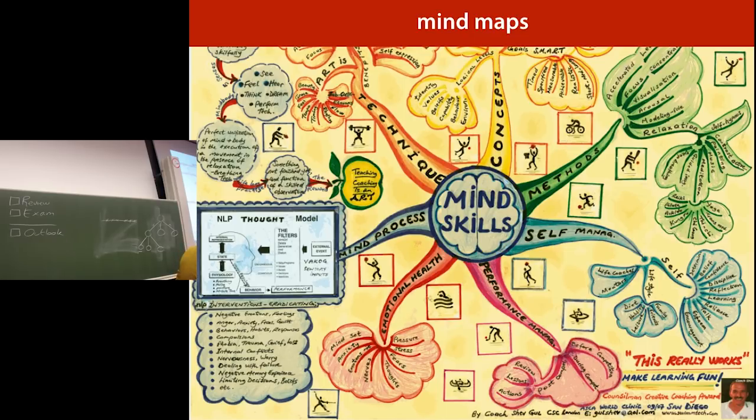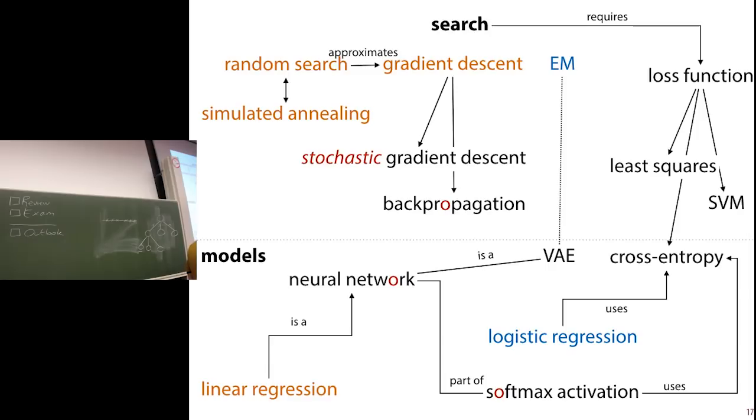Lots of search methods. We talked about random search, which is an approximation to gradient descent. Simulated annealing is a form of random search with a slight twist. We have stochastic gradient descent, which does gradient descent, but on small batches of data. We have backpropagation, which is a way to compute your gradient so that you can do gradient descent. We have expectation maximization, which is a search algorithm for probabilistic models with hidden variables. So these are all search algorithms.